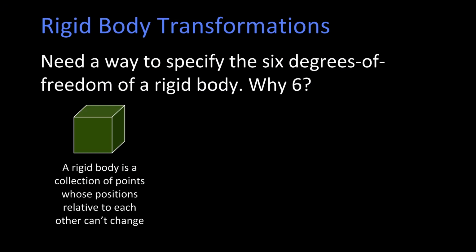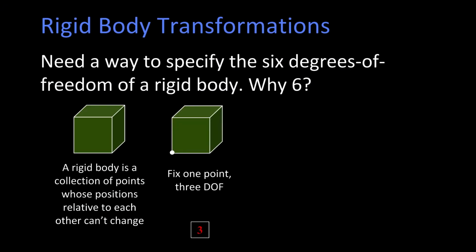So the first thing I can do is locate that box in 3D. I can take one point of that box, say the corner here, and figure out the x, y, and z location of that box. So that's 3 degrees of freedom.